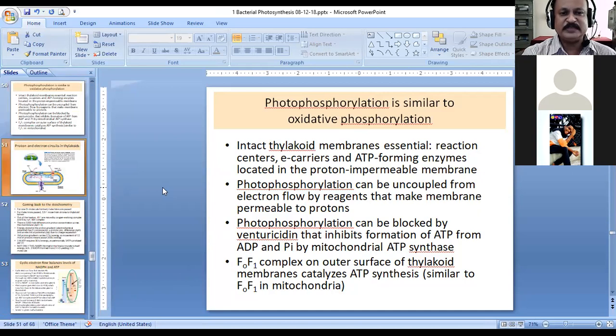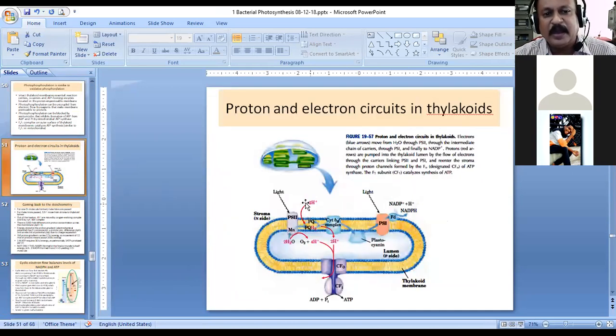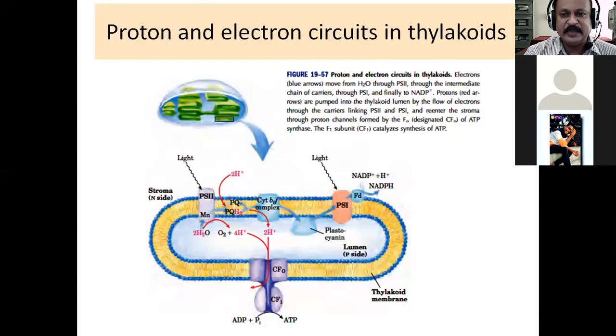Then I go to the next slide. Here I have given the proton and electron circuit in the thylakoid. I think I should magnify this slide so that you can read what's there. Can you read it? Yes. This is actually the structure of a thylakoid, a membranous sac. And you will see again what I have already told you, that in the membrane all these components are there. The photosynthetic machinery is in the membrane of the thylakoid.